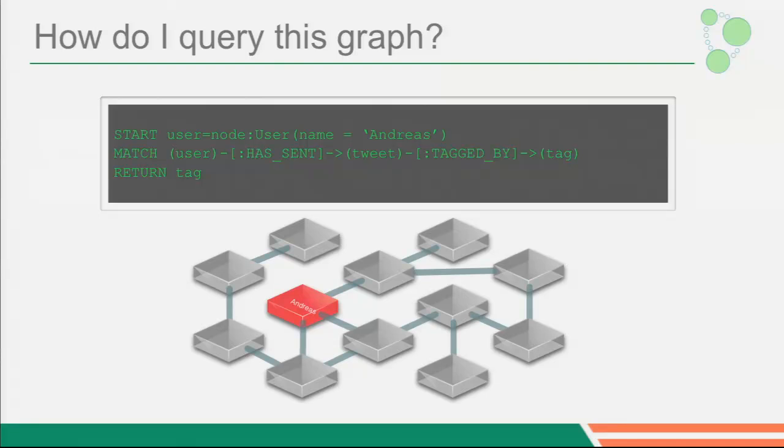Let's imagine that we have a graph which includes people and tweets, and every tweet has a tag. And we want to find the user called Andreas, and then give all the tags from all the tweets that he has sent. In Cypher, you work with three main clauses. There's actually a couple more, but three main clauses. You have a start clause, a match clause, and a return clause. And Cypher, the query language, is basically a pattern matching query language. And the meat of Cypher is in this match clause, which is the second clause.